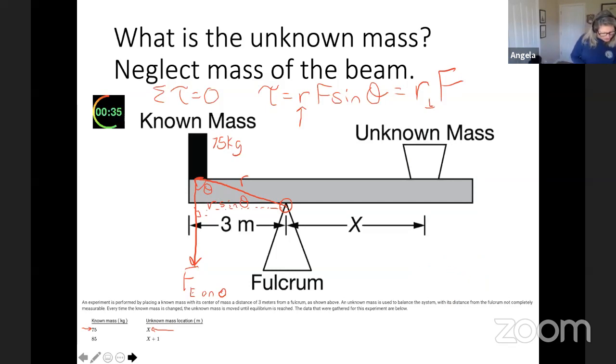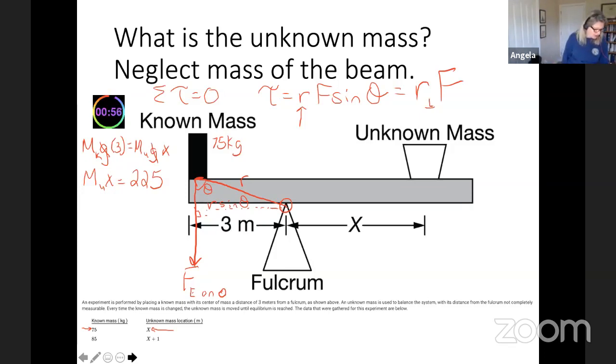Let's start with the positive torques, the counterclockwise torques. That would be mass of the known times g times 3. They gave us the distance is 3, that's r perpendicular. And that's equal to the clockwise torque, which is the mass of the unknown times g times x. If you cancel the g's, then you get mass unknown times x equals 3 times mass of the known. 3 times 75 is 225. So we know mass unknown times x is 225.